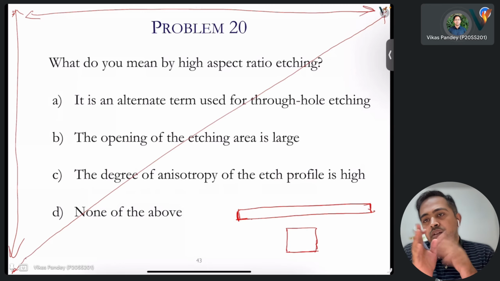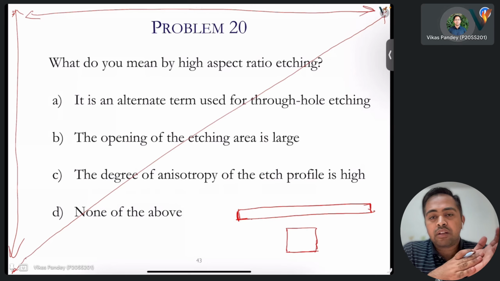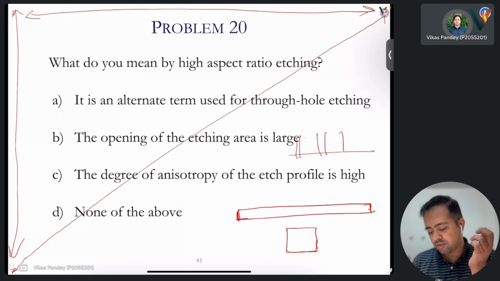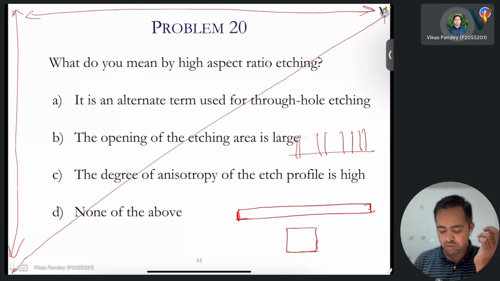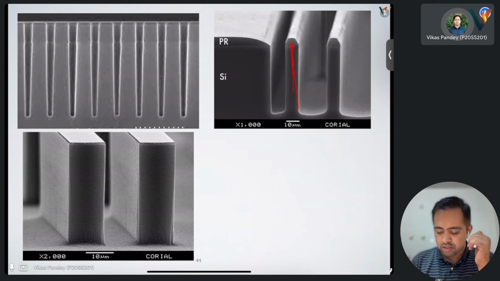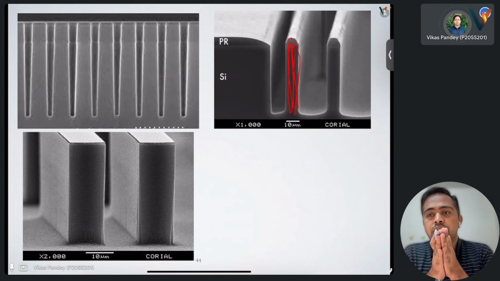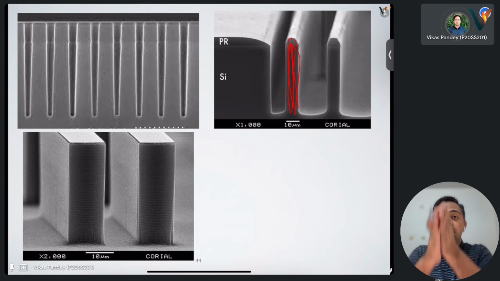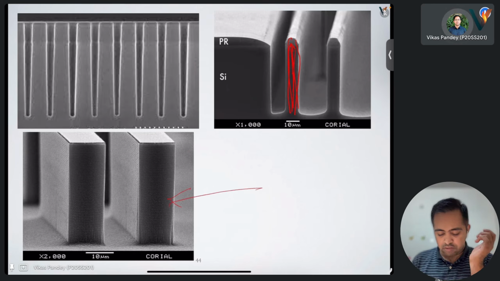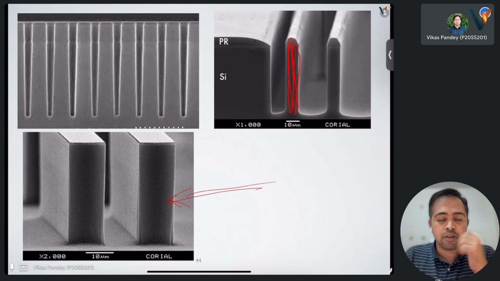So it is an alternate term used for through-hole etching. It is not necessary for through-hole etching, because when we are talking about high aspect ratio, it can have structures like this on the top. I will show you some. Such a structure is not going till the end, but this is a pillar kind of structure or a standing wall kind of structure. This is a very perfect high aspect ratio one.